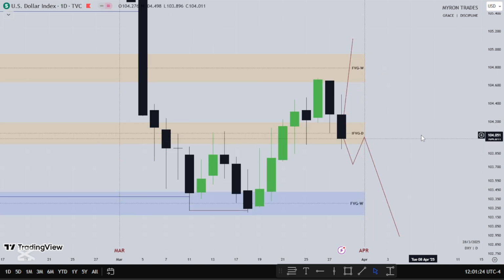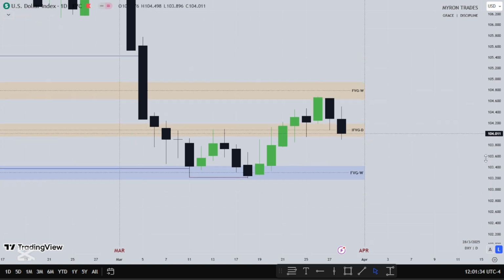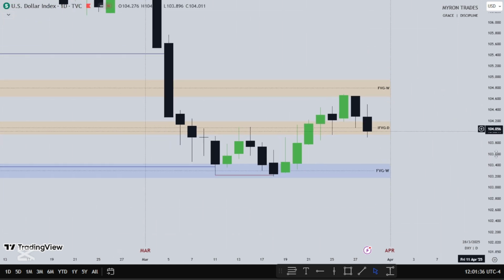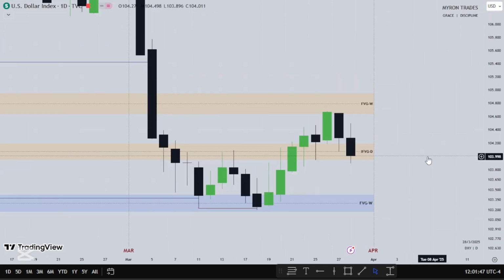So whatever plays out on price, this fair value gap will be my focus, what price wants to do with it. Mind you, dollar is bearish, so looking for longs, there will be some risk involved. So that will be that for dollar. Dollar is a bit wonky for the week.